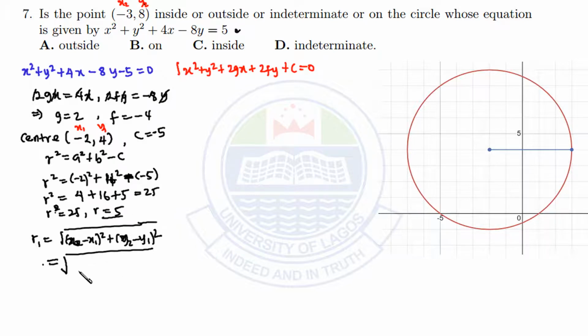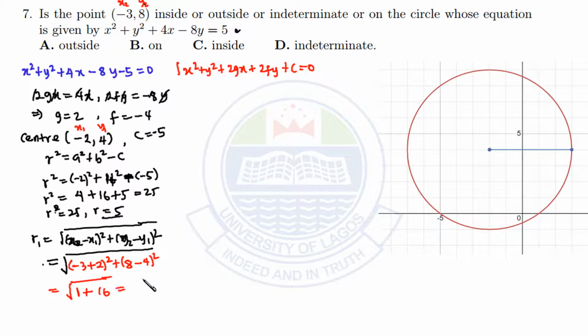So if I substitute this directly, I'm going to have this to be minus 3, x2 minus x1, which is what? Which is plus 2, all square, then plus 8, that's y2 minus y1. So what's my y1? 4, that's minus 4 all square. Alright, so I'm going to have the square root of this is 1 square, because this will give you 1 square, then plus 8 minus 4 is what? 4 square is what?